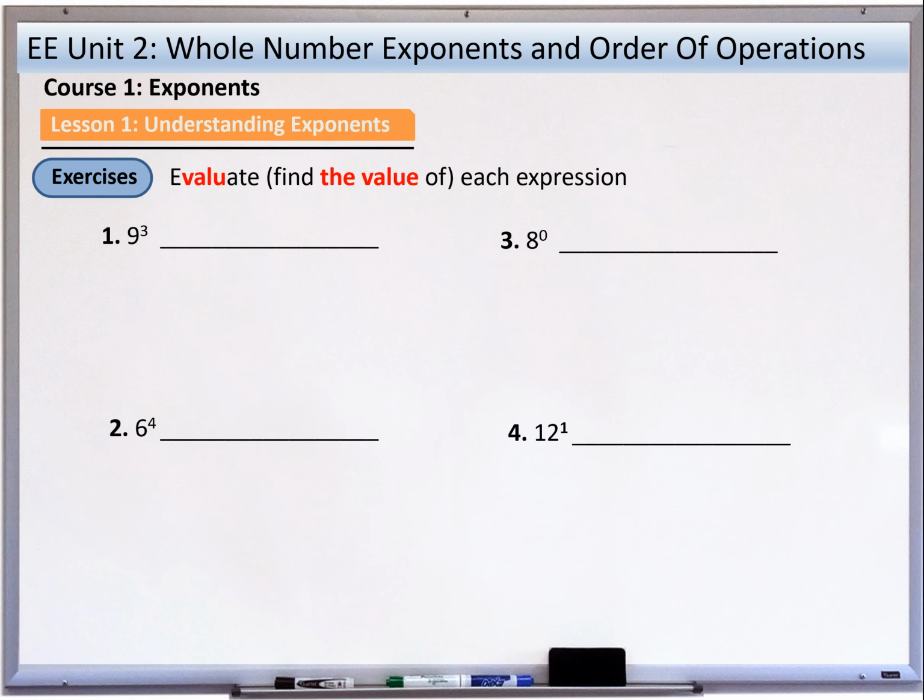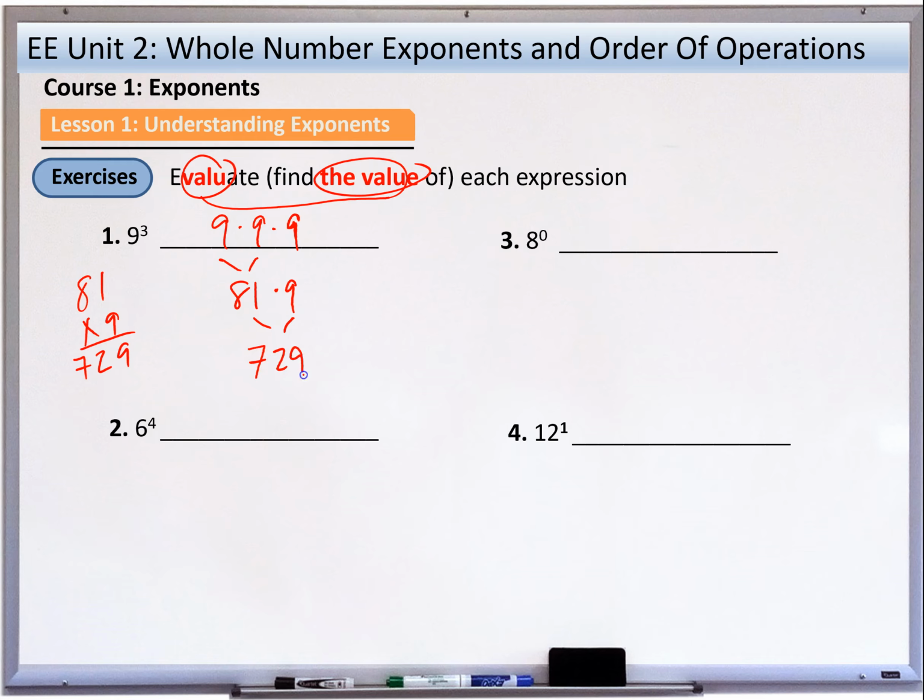We have 9 to the power of 3. Evaluate means, what's the value? How much is 9 to the power of 3? The first thing I like to do is write that in expanded form. And then we're going to multiply. 9 times 9 is 81. Now multiply 81 times 9, and that's 729.